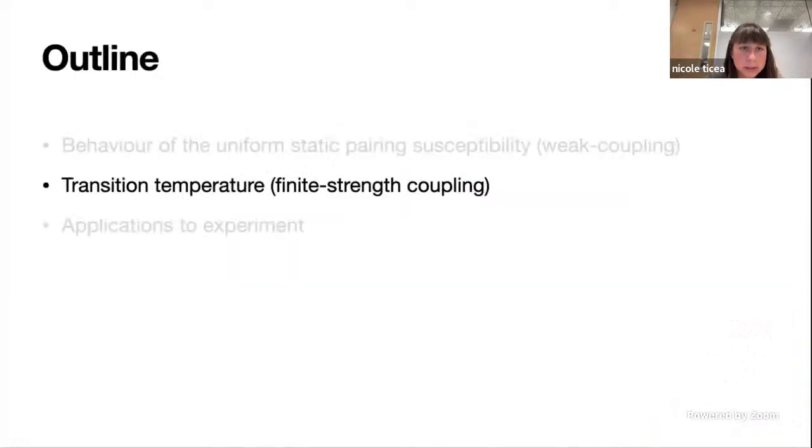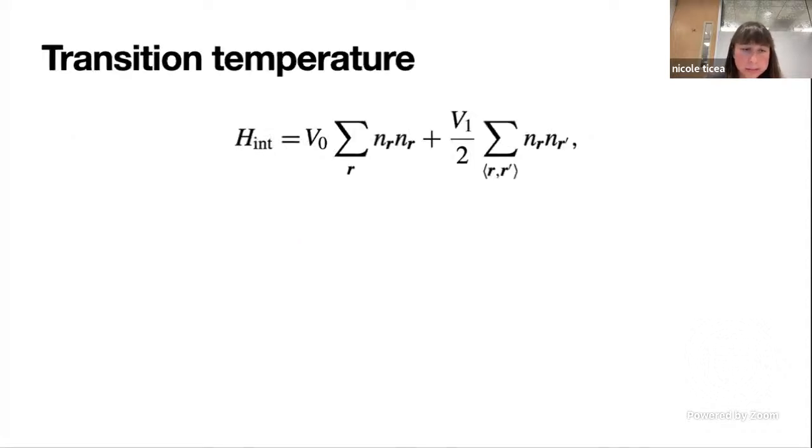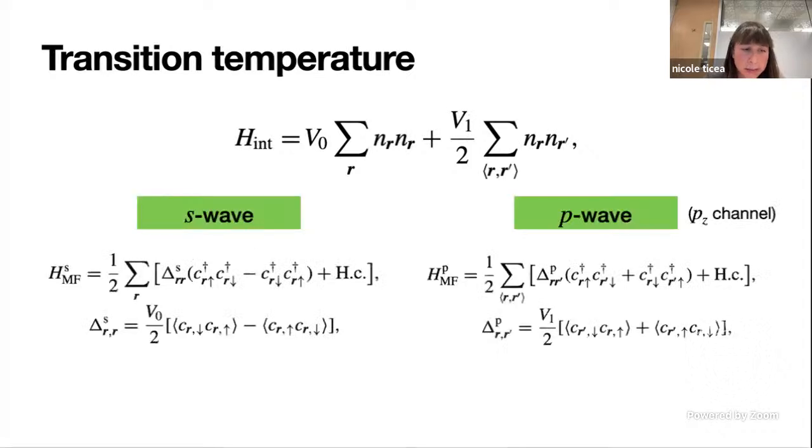Great. Okay, so now we're going to move on to talking about systems with finite strength coupling, so we can be more quantitative about the transition temperature. This is the Hamiltonian that we'll be studying with interactions. For the S-wave channel, we set V0 to be attractive and V1 is equal to 0. And for P-wave, we set V0 equal to 0 and V1 is attractive. We're going to treat the problem at a mean field level by using the following trial Hamiltonians and self-consistency equations.